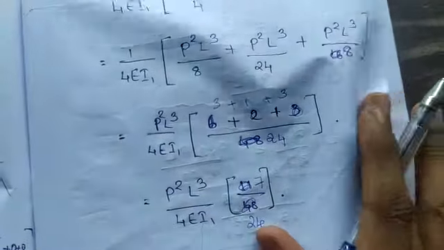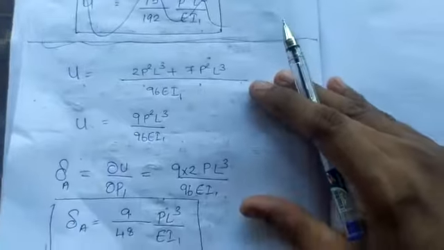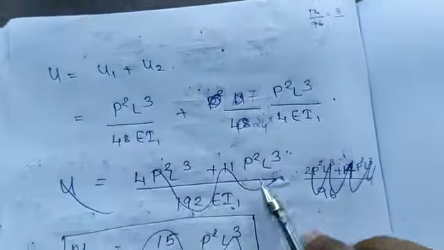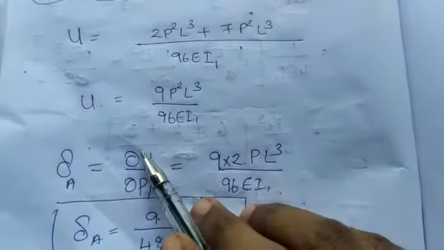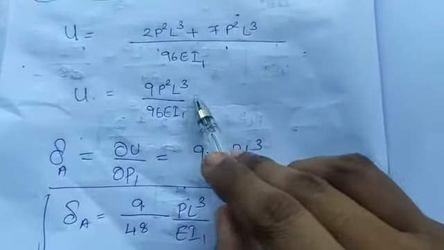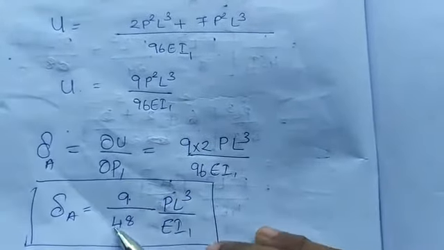I hope there's no need to explain this, because you will add both these equations. The main thing is that you will get strain energy U as 9P square L cube by 96EI1. Then you need to find out the deflection.